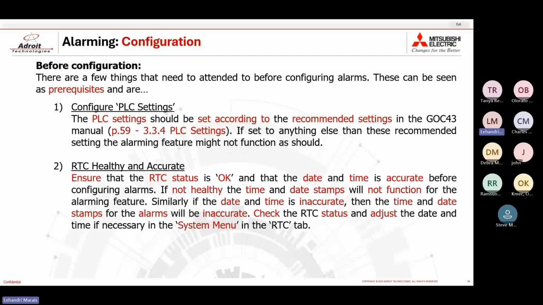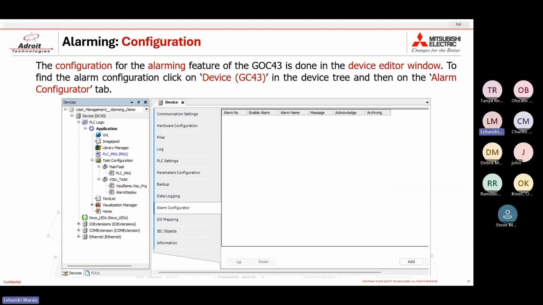Second, the RTC, so the time and date of the GOC, needs to be healthy and accurate. So you'll need to check whether the status is okay on the system menu. And you need to ensure that your date and time is accurate, because if your date and time is not accurate, the date and time stamps will be inaccurate for your alarming as well. We discussed where to set the date and time and how to check on the status in the previous technical session.